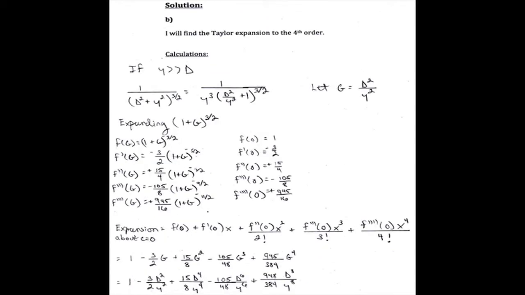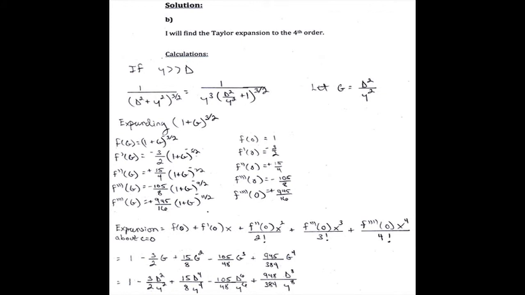And to do the Taylor expansion, we're going to have a look at 1 over quantity d squared plus y squared to the 3/2, and we're going to pull a y to the third out of there, making it 1 over y to the third times quantity d squared over y squared plus 1 to the 3/2, and then we're going to let g equal d squared over y squared.